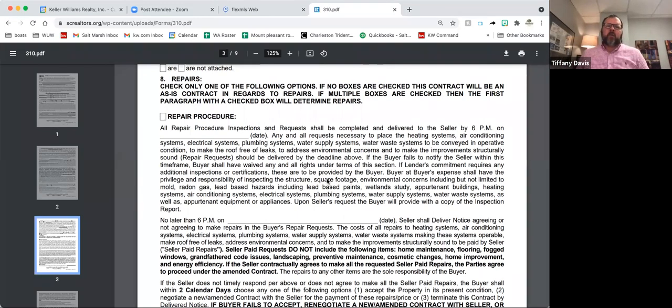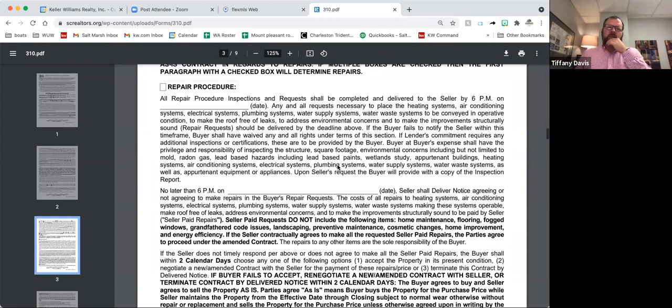So Mr. and Mrs. Buyer, when you sign this, this is basically saying the seller is already agreeing what repairs they will address, and they are not required to address any repairs outside of this. Okay, so it's important that the buyers understand that.